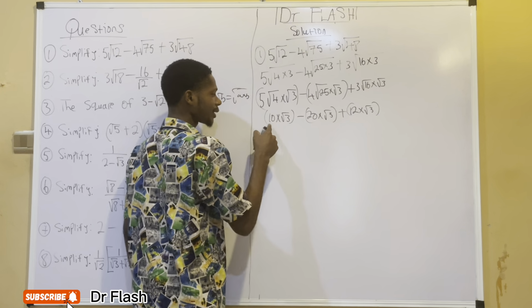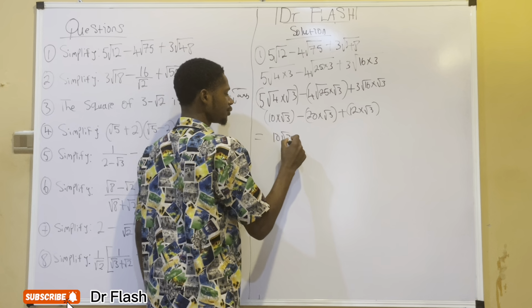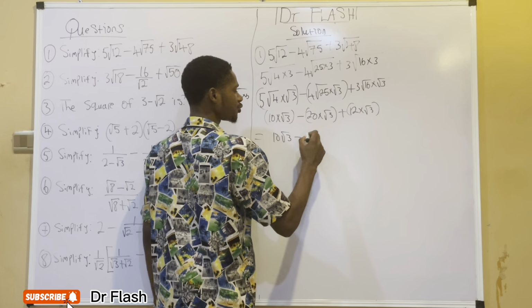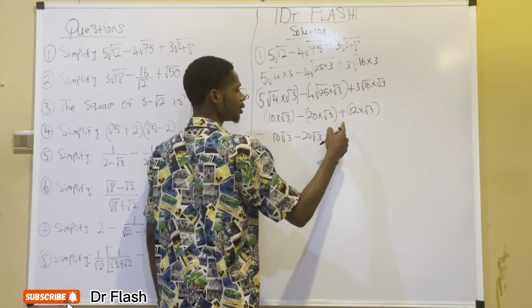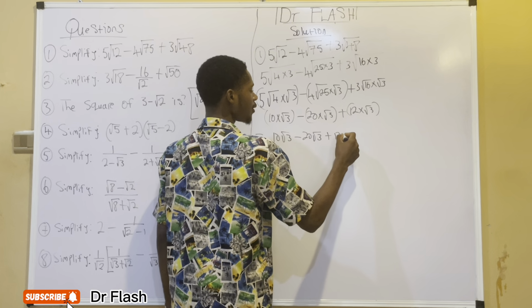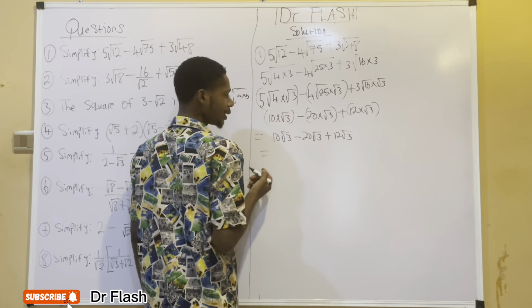Okay, so now let's simplify. 10 times root 3 is 10 root 3. Minus 20 times root 3 is 20 root 3. Plus 12 times root 3 is what now? 12 root 3. Okay, so from here, let's do the math.